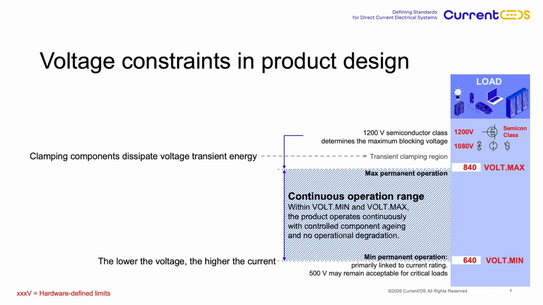In practice, clamping devices rated at around 1080 volts are selected in that case. This allows the continuous operating voltage to reach approximately 840 volts. A minimum continuous operating voltage must also be defined. This lower bound is determined by the maximum current the equipment can handle, which in turn drives the current rating of the semiconductors. Certain critical loads may be designed to operate at voltages as low as 500 volts. However, this results in significantly higher current levels.